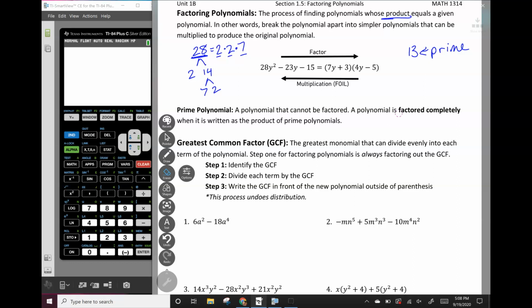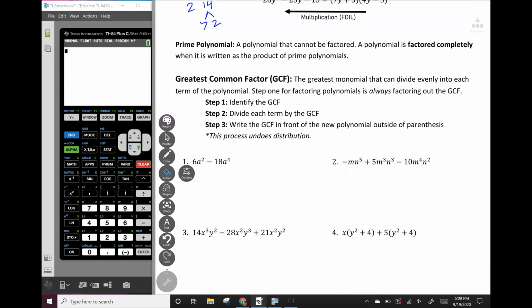So if the problem says factor completely, which you always assume that that's what it wants, then you need to just keep factoring until it's a product of prime polynomials.